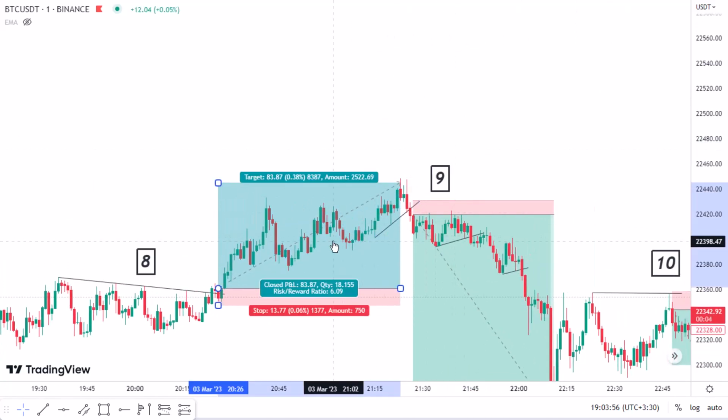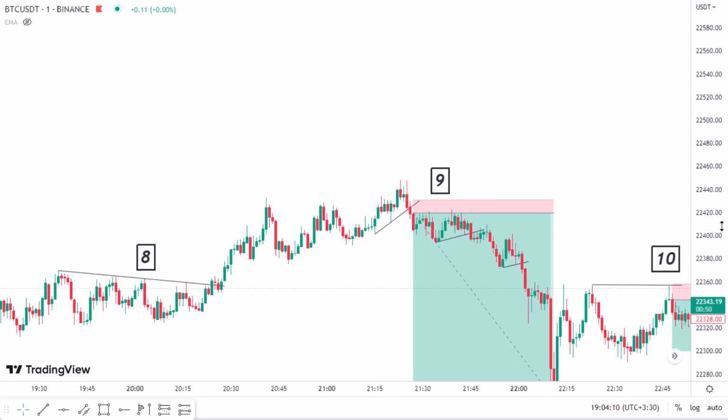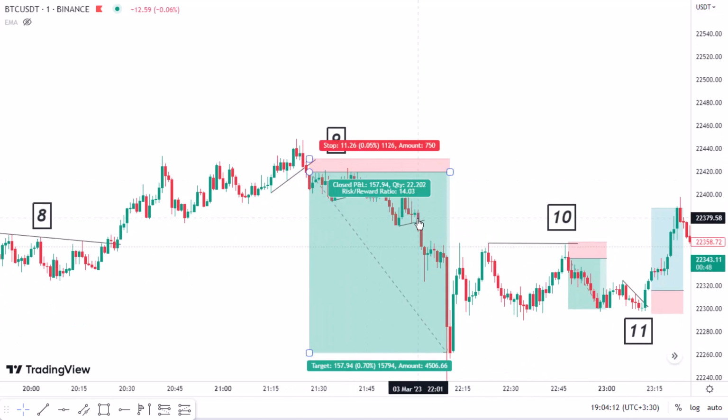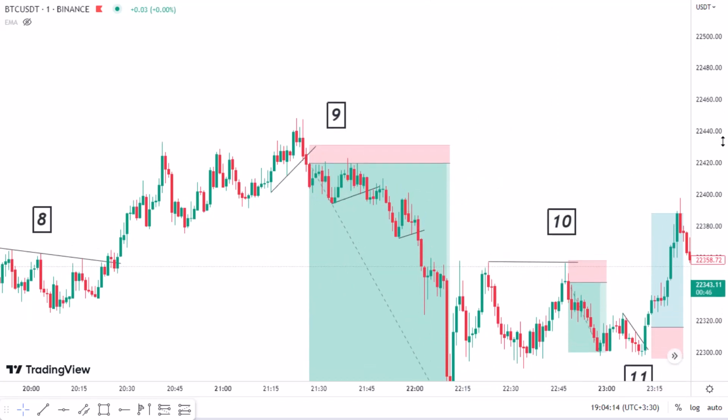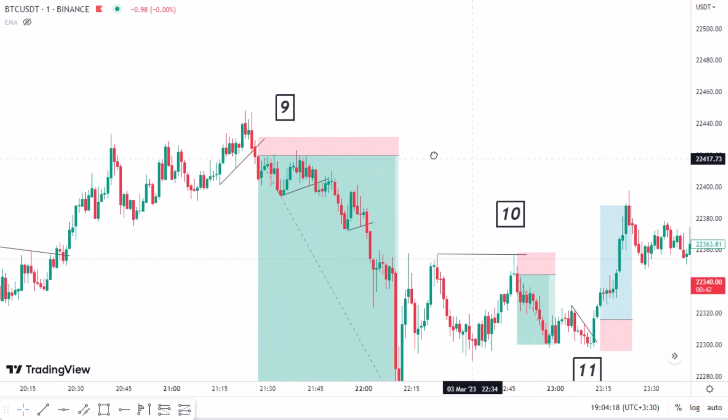On the trade 9, let me clean it. On the trade 9, we have a trend line with 3 touches: 1 touch, 2 touches, 3 touches. On the 4th time it is broken here, we enter the sell position, put our stop loss above that, and it gives us a reward of 14. We could also enter sell position on these trend lines too.